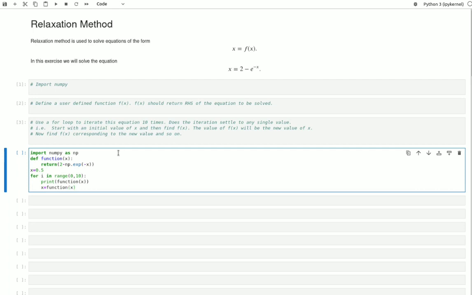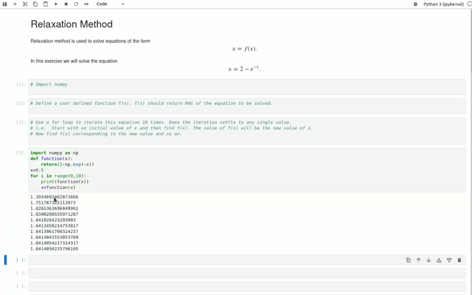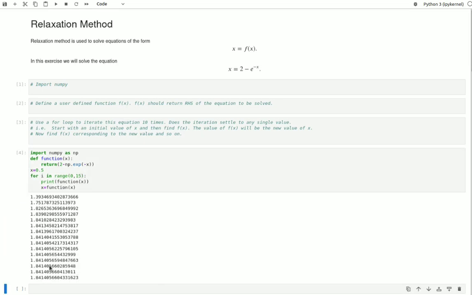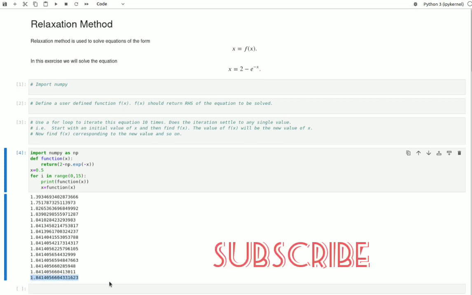We can see, starting with 1.39, 1.7, and after some steps the solution almost looks similar. And when we change the number of steps, the solution converges more and more to one particular value. That value is the root of the given equation.